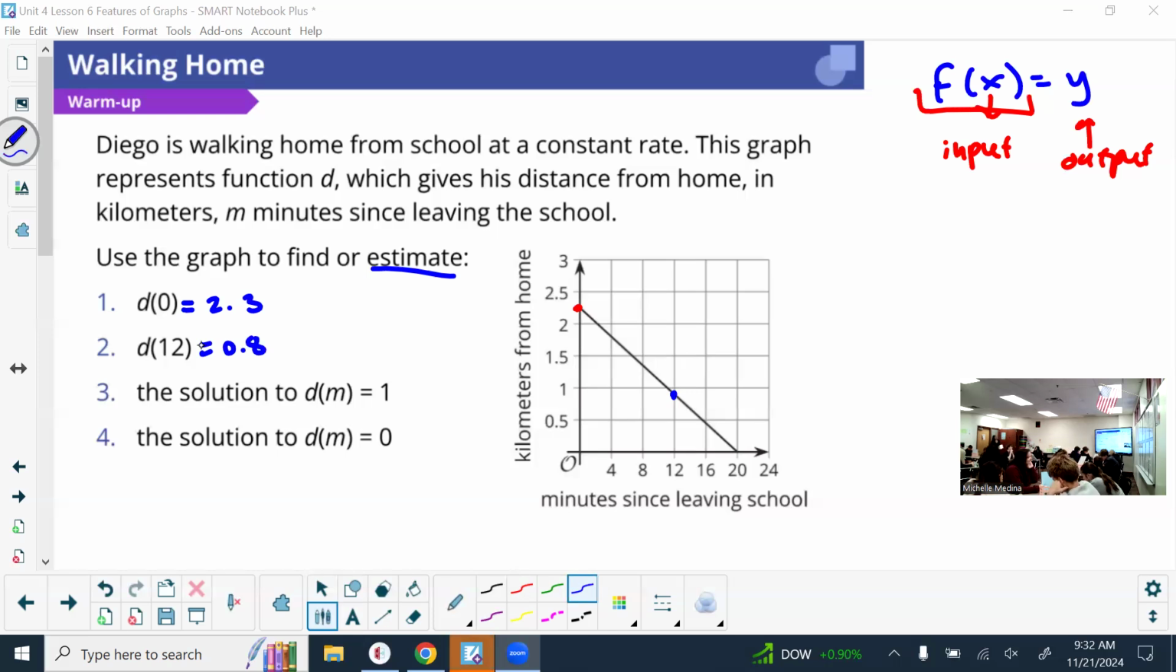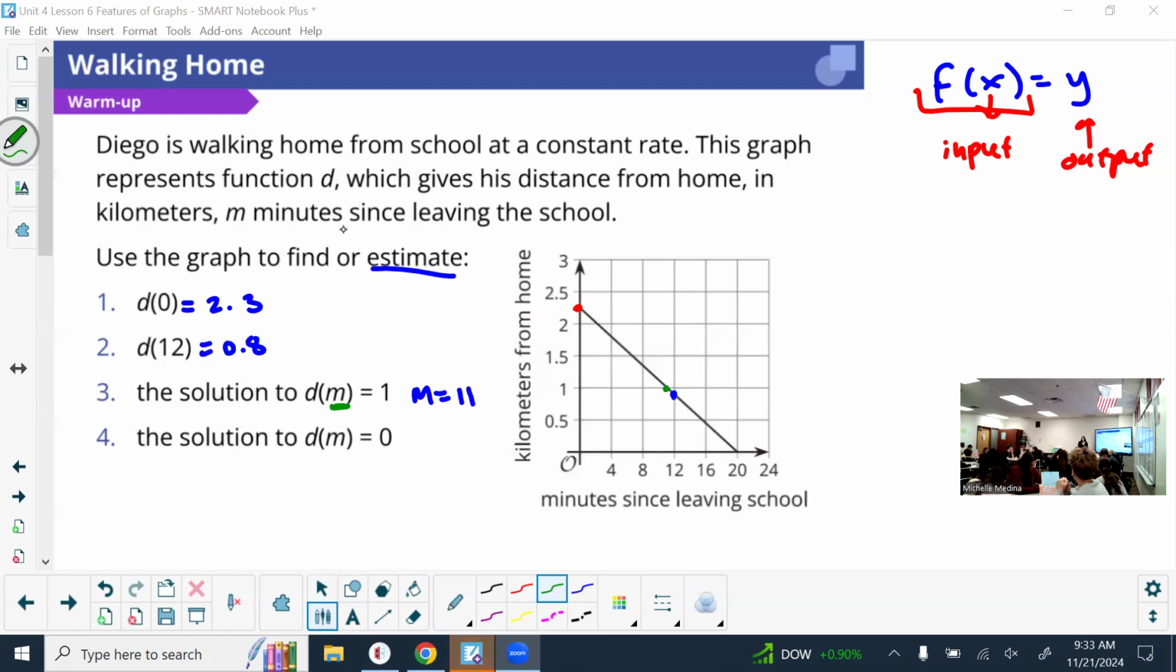All right, now table 3, what about the solution to d of m equals 1? All right, so in this one, class, is that 1 an input or an output? It's an output because it's not in the parentheses. So I know that I need to look on the y-axis for the 1, and then see where that touches, estimate that x, which is about 11. Good. So written in function notation would be like t of 11 equals 1.